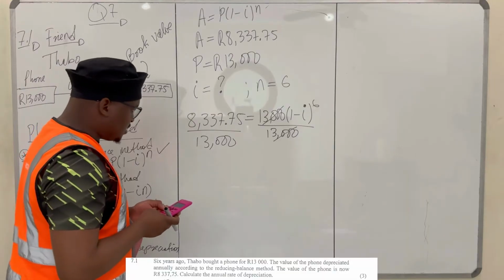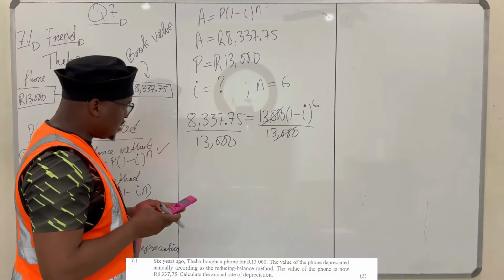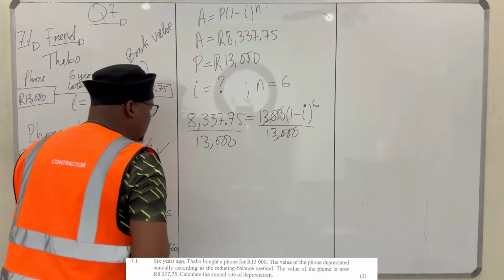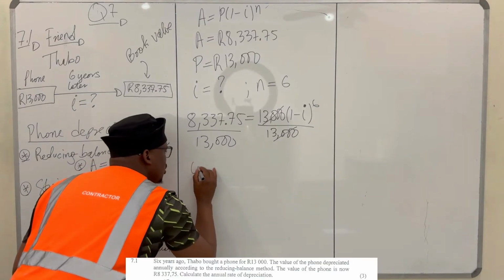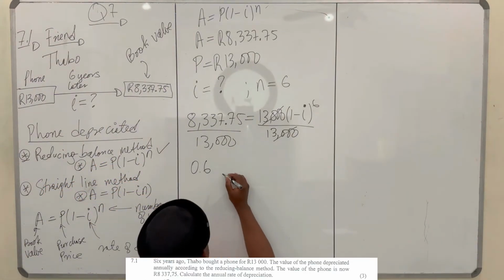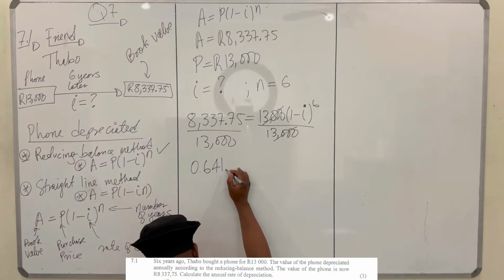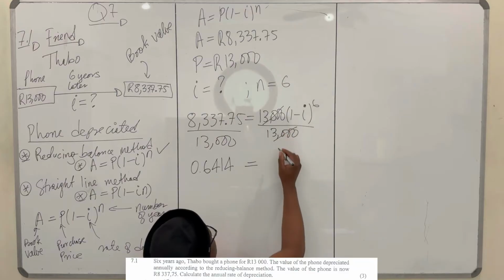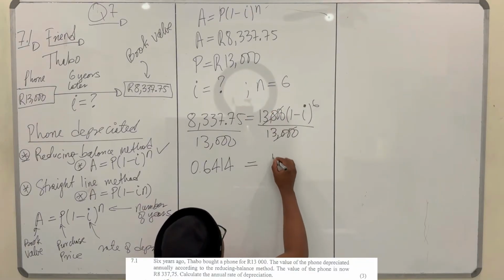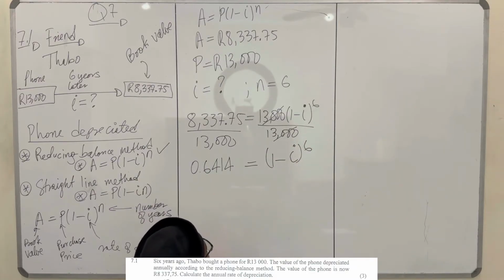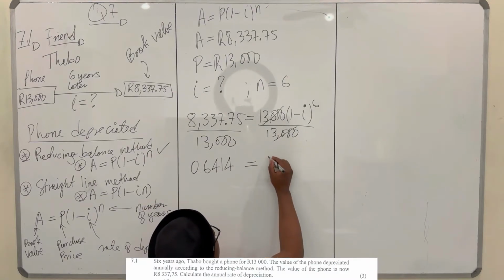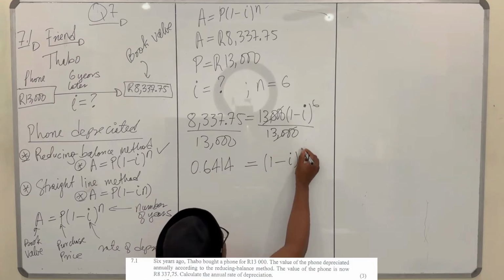Use a calculator. What do you say? Say 8,237 rand 75 cents all divided by 13,000. What do you get? We get that the answer to this is 0.6414 maybe. That is equal to, this and that go away, and you're left with 1 minus I all raised to 6. That's what you're left with. Right? Fine. Let me write this. You're left with 1 minus I all raised to 6.